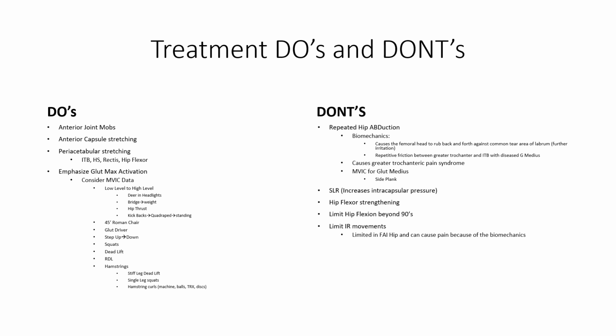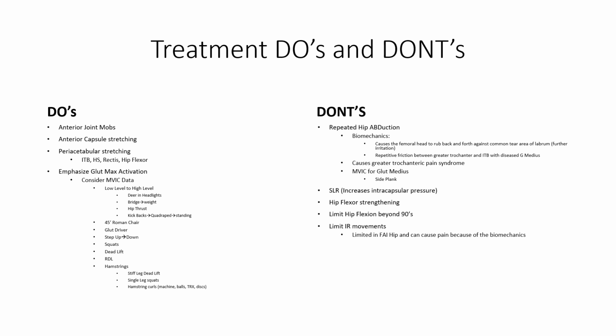Progress into standing. Do a standing kickback with the knee bent and making sure that the right posture is there and that they are doing the movement pattern right. Getting into a 45-degree Roman chair and really emphasizing and having the intent of engaging the glute max. That has been shown on that MVIC data to actually have a very high glute max contraction. You got the glute driver at some of the gyms. You got a step up and a step down.